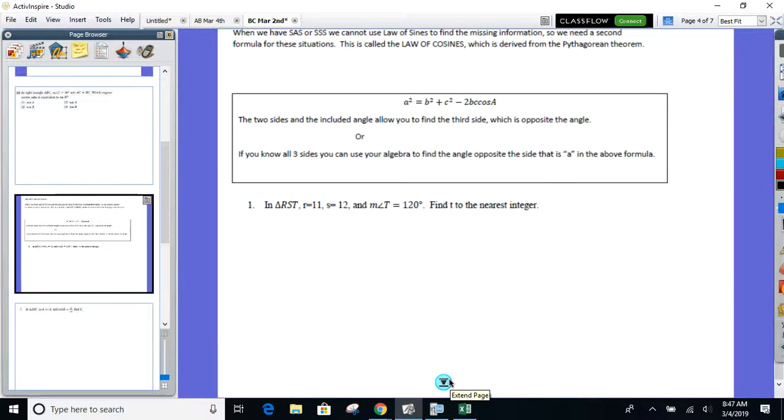All right, here we go. I don't want to start talking about this law of cosines yet. I want to show you why you need it first. So go ahead and set up number one, triangle RST for me. I don't want to introduce this new law. I want you to understand why you need it now. Why everything we've talked about is no good.